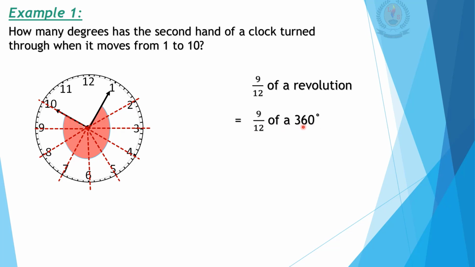You know the method of simplifying this. Firstly, we can cancel 12 and 360 degrees. So 12 times 1 is 12. 12 times 30 is 360. Finally, 30 into 9, 270 degrees. So, the size formed of this revolution is 270 degrees.